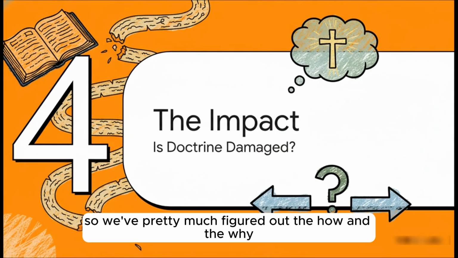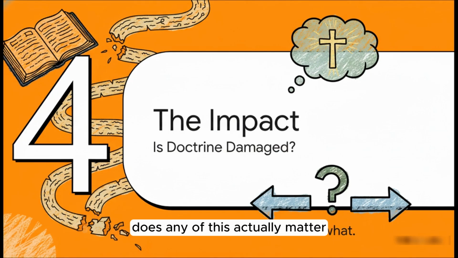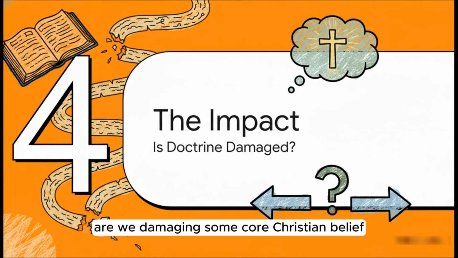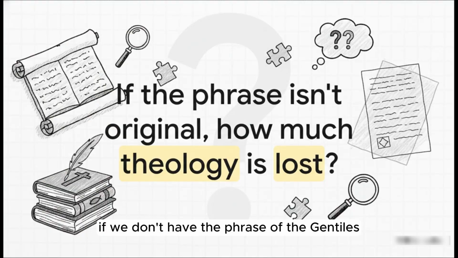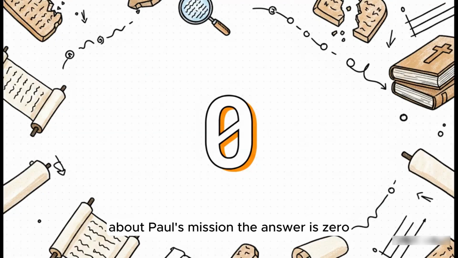Okay, so we've pretty much figured out the how and the why. But that brings us to the biggest question of all. Does any of this actually matter? By correcting this verse back to the original reading, are we damaging some core Christian belief? Let's just ask it plainly. If we don't have the phrase "of the Gentiles" in this one verse, what crucial piece of theology do we lose about Paul's mission? The answer is zero. Absolutely nothing. Not a single bit of Christian doctrine is changed or lost.